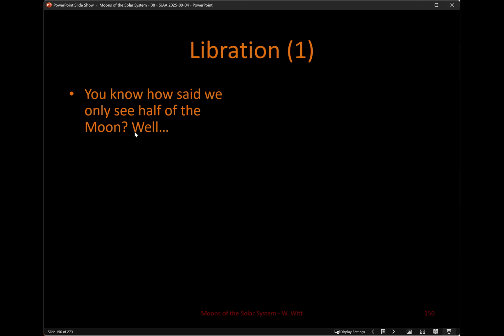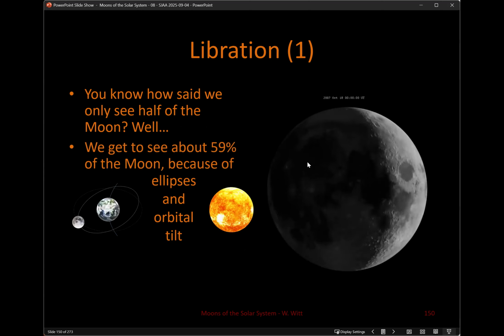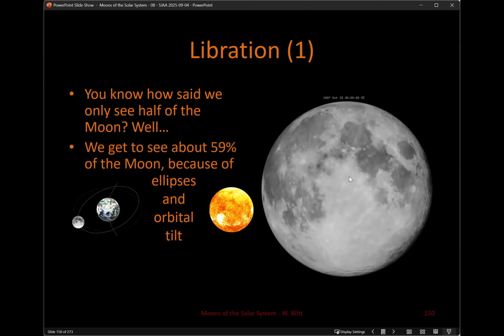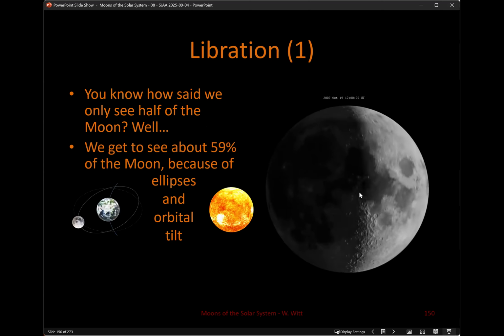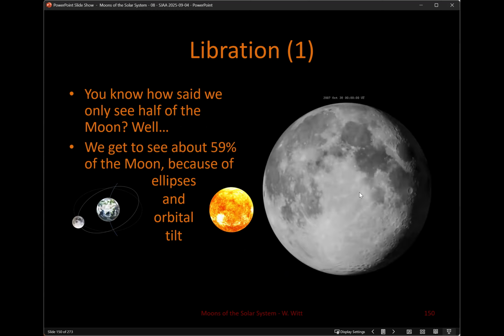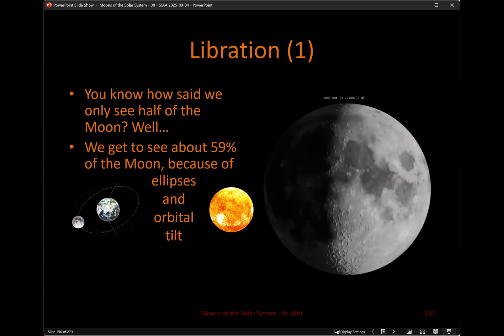You know how we said that we only see half of the moon? Well, turns out we actually see about 59% of the moon. And this is because of our ellipticity and orbital tilt, right? If you really look at the moon closely during its monthly cycle, this is actually what you would see. Notice how it's wobbling a little bit, gyrating a little bit. And through that, we actually get to see 59% of it.